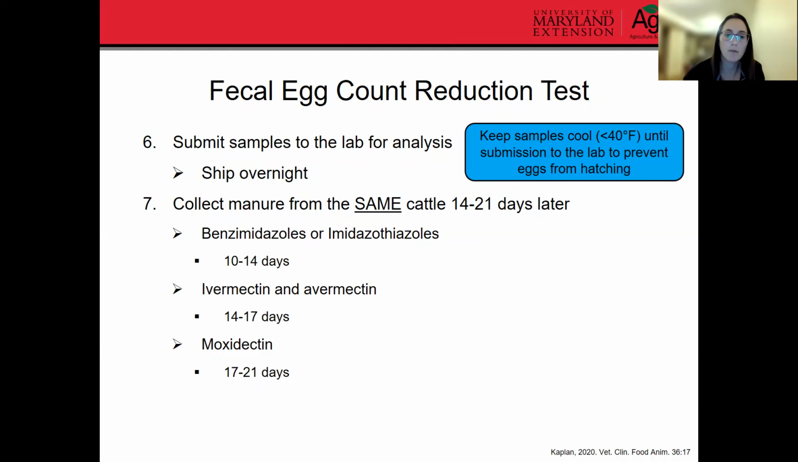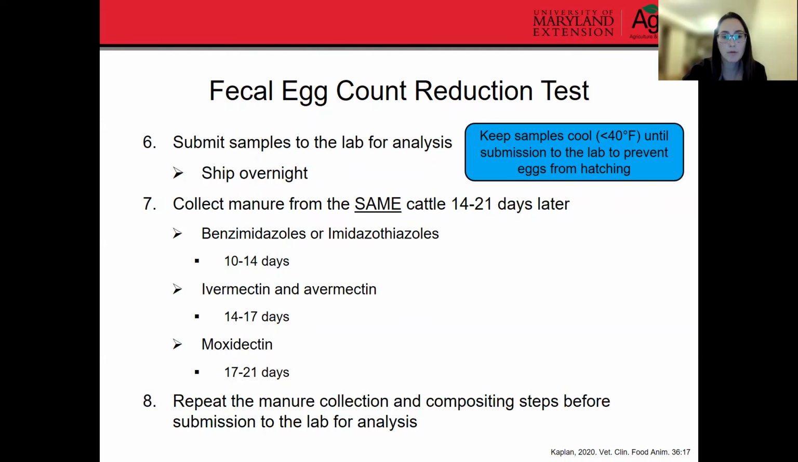For the ivermectin and avermectin group, and that's in that macrocyclic lactone class, they're generally recommended to go back 14 to 17 days later. And then our moxidectin, which is also in the macrocyclic lactone class, we will go back 17 to 21 days later to collect a post-treatment sample. Some of that seems a little bit specific, but again, this is just to ensure you get the most accurate assessment possible. And then again, you would repeat the manure collection and compositing steps as you did before, and then you submit the sample to the lab.